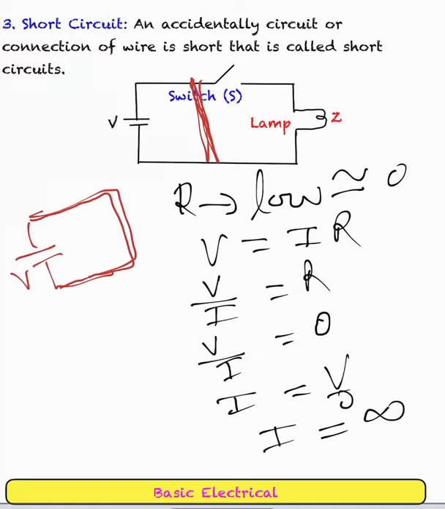So these are the three cases: first is the open circuit, closed circuit and the short circuit. In the open circuit case, the current will be zero because no load is connected. In the closed circuit, it is the complete circuit through which the voltage is applied and the bulb will glow. And the third is the short circuit, that is the accidental connection or connection of wire is short, that is called the short circuit. So hope you understand the basics of the electrical circuit and the types of electrical circuit.